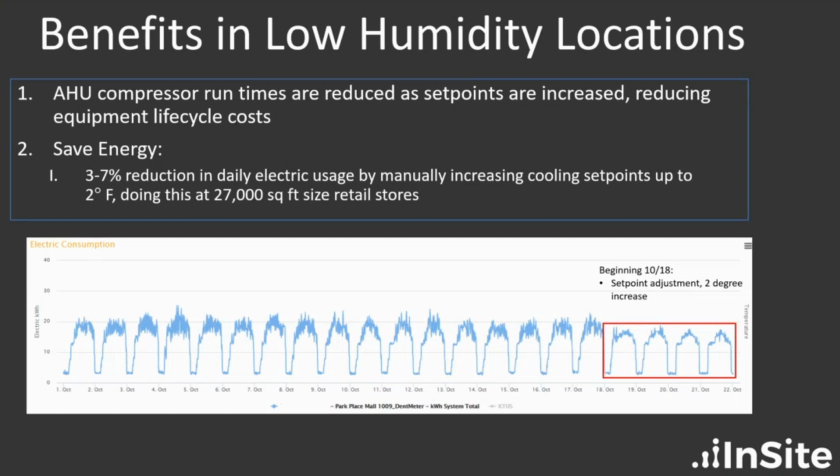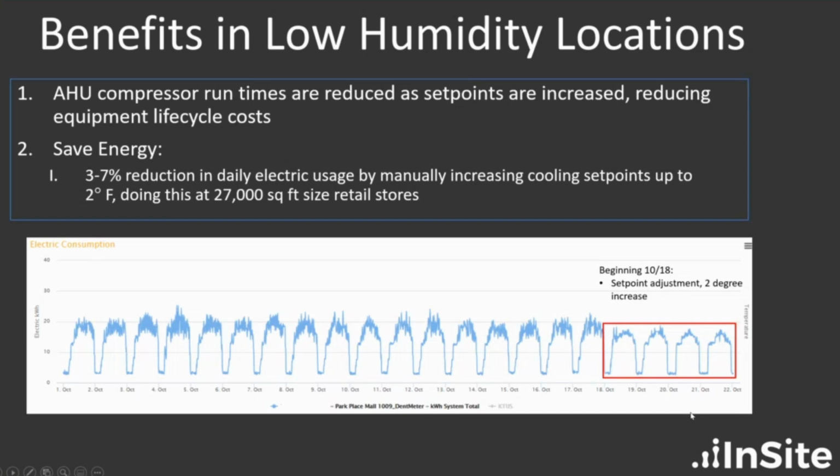In cases where we've already done this manually, we've seen a 3 to 7% reduction in the daily electric usage. In times where the humidity was lower, we made these 2-degree set point changes ourselves at 27,000 square foot retail stores, and the effect is illustrated below on the load curve. You can see in this case, it ended up being a 5% reduction in their daily electric consumption.